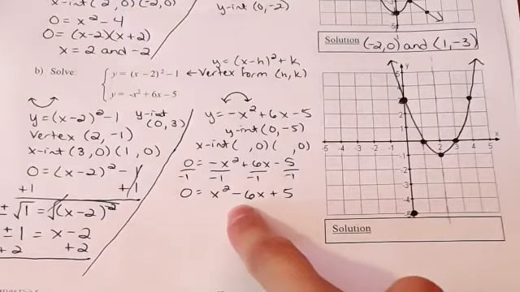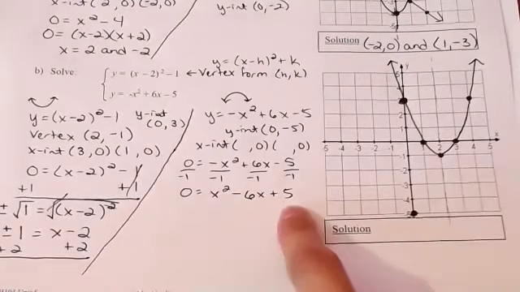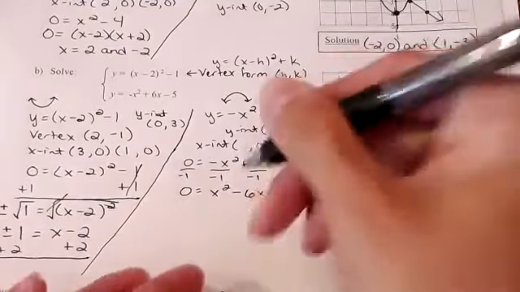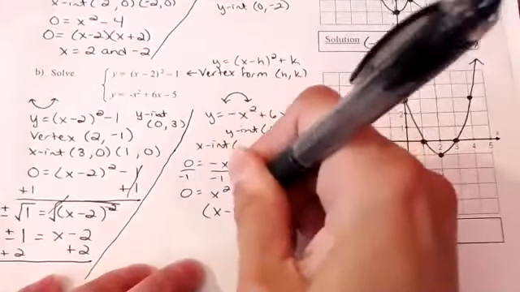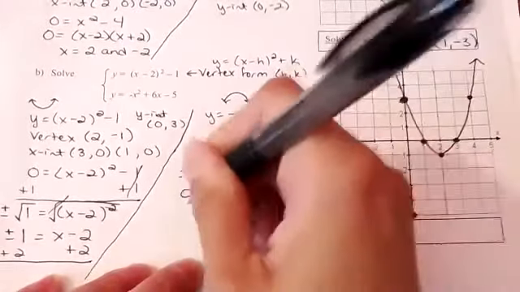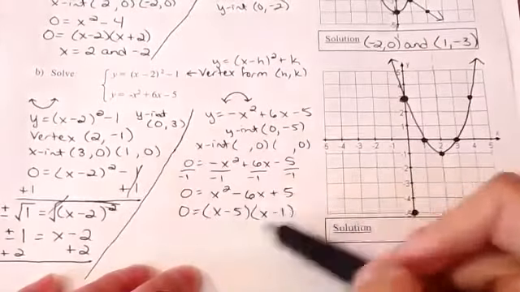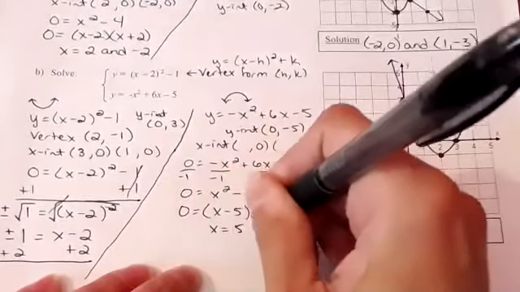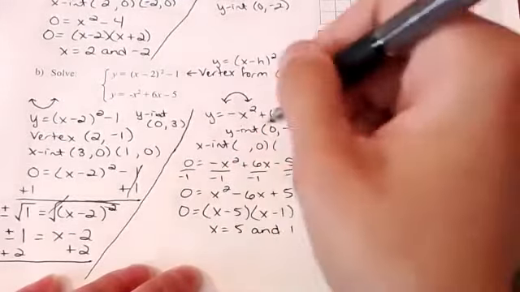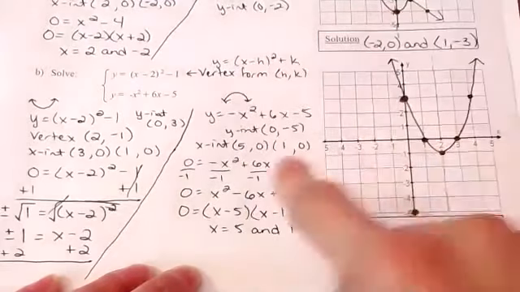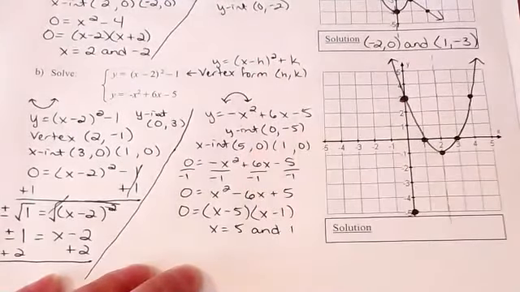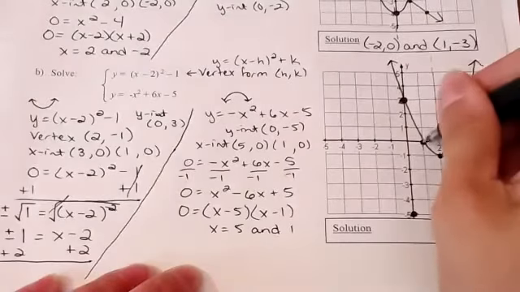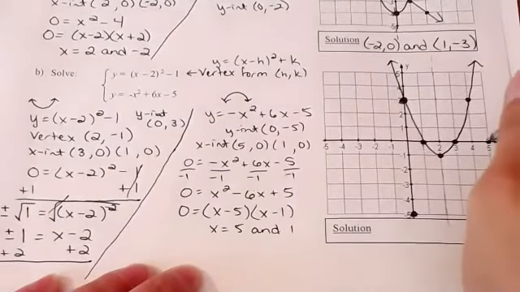And actually, this is possible. So we know that 5 times 1 is 5, but negative 5 times negative 1 is also 5. And negative 5 and negative 1 give us negative 6. So it is factorable. So we have x minus 5, x minus 1, right? Because when you distribute, you get this polynomial, which means my x is equal to a positive 5 and a positive 1. So let's go ahead and put those in our x-intercepts here. 5, 0, 1, 0. So 1, 0, 5, 0.